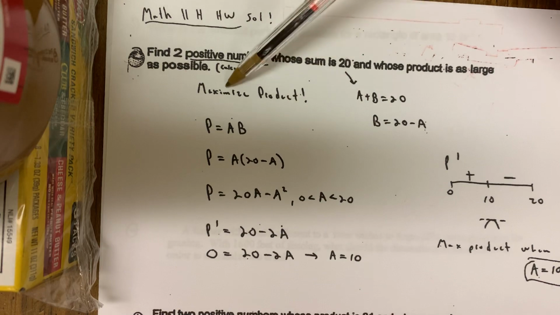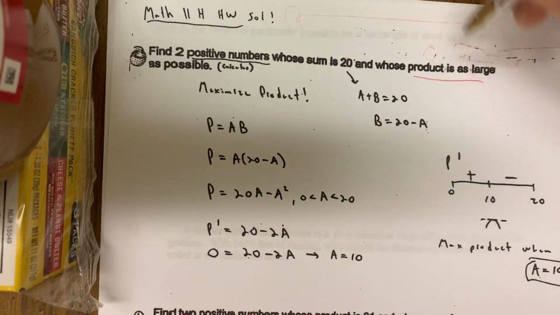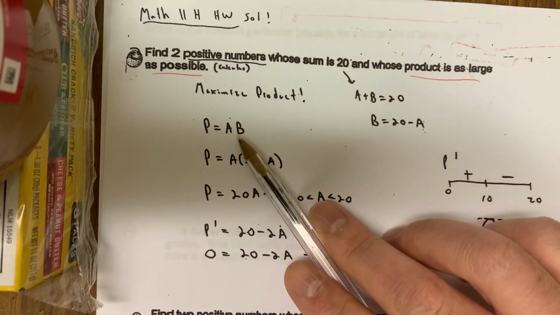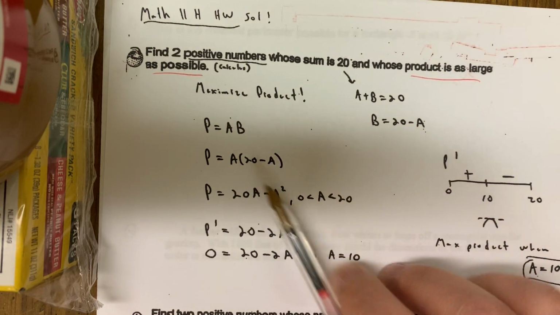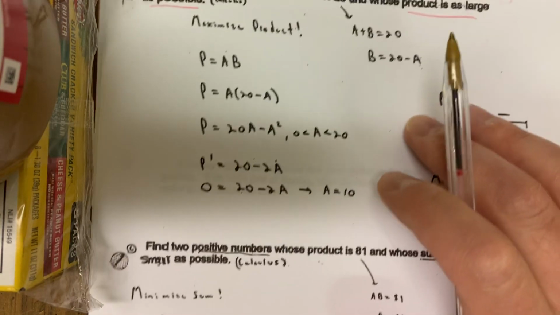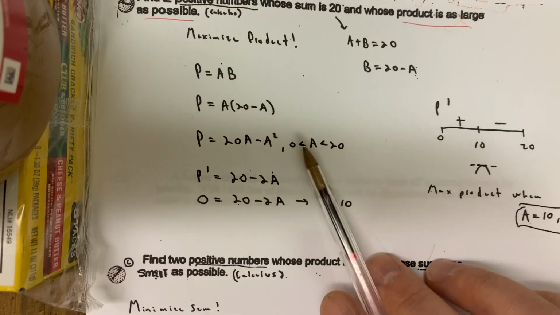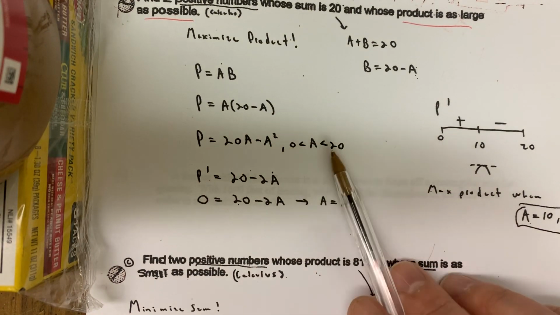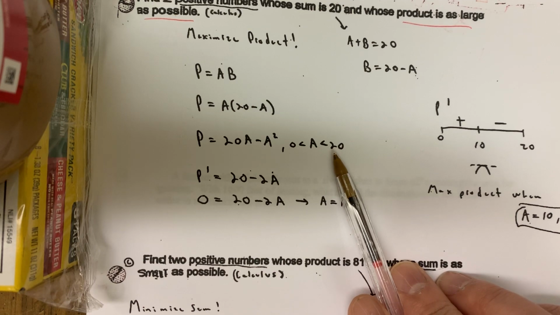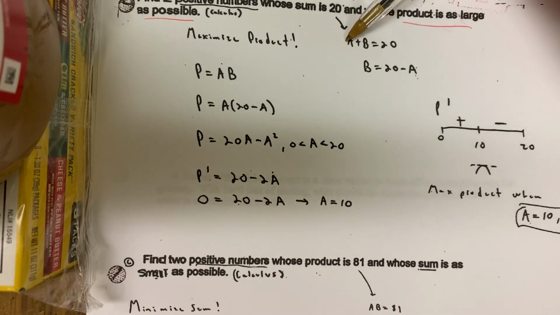Find out what to maximize and minimize. Product as large as possible. Get an equation for that thing. Get it down to one variable. Get a domain, okay? And a is a positive number, so it can't be 0 and it can't be negative. It's got to be greater than 0, and that means it has to be less than 20. If a was, say, like, 21, then b would have to be -1 to get an answer of 20 right there, and b can't be negative.